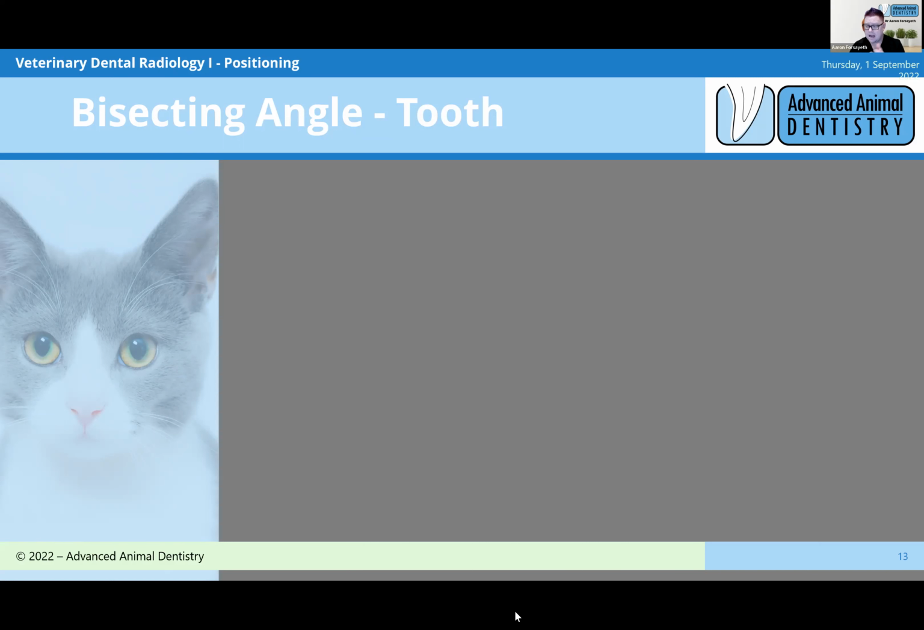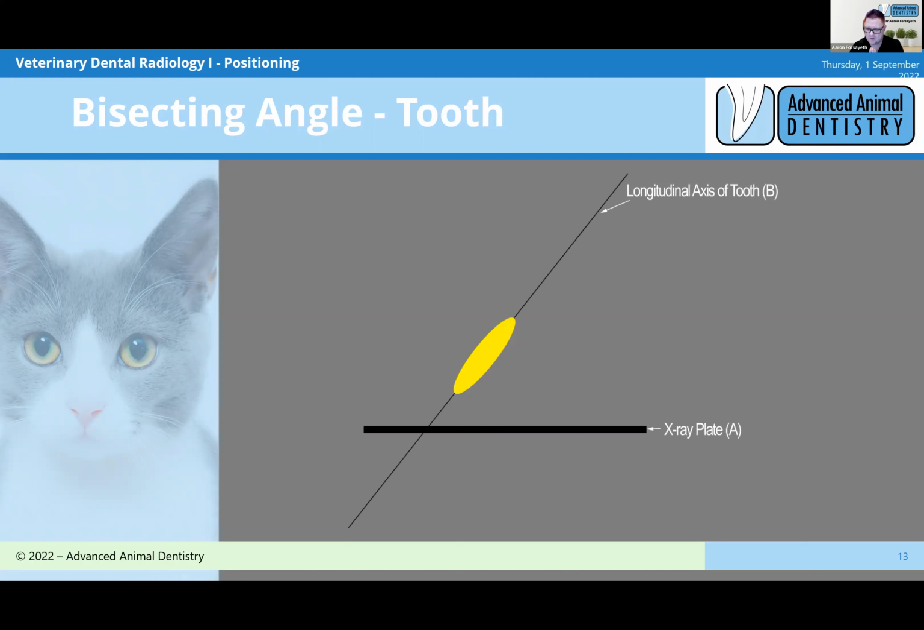Let's repeat this all again, this time with slightly different colored images. Here's a tooth. It looks like it needs a bit of a clean, it's a bit yellow. See here, and our plate goes in there. So again, we need to understand the two lines that form the big angle. Line A, I can't remember whether it's the tooth or the plate. Oh, it was the plate. So the plate is line A, and the longitudinal axis of the tooth is line B.